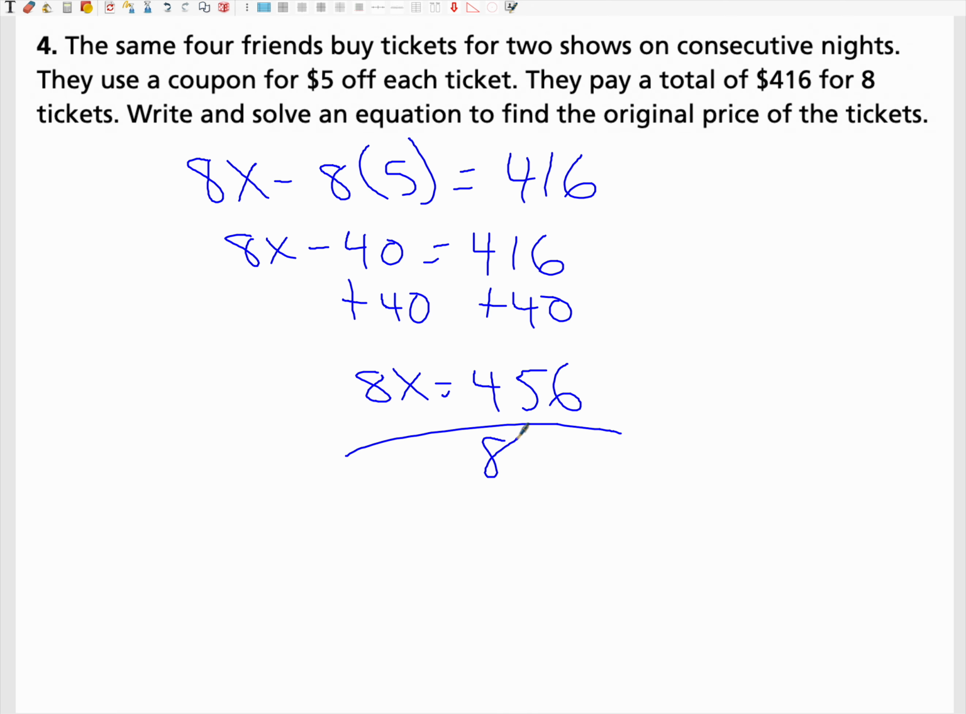It's going to be, is that 57? Yes. $57 per ticket.